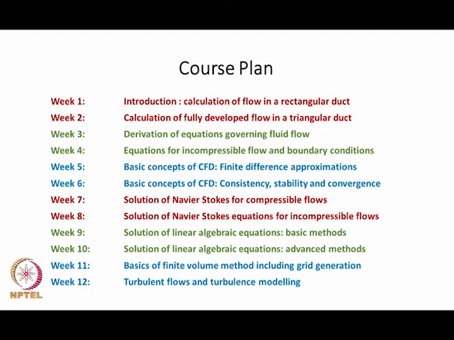In the second week, we are not going to look at a rectangular duct, but a triangular duct, which poses additional challenges, because a rectangular duct can be described in Cartesian coordinates. A circular pipe can be described in cylindrical coordinates, but how do you describe a triangular duct? So we bring in another facet of computational fluid dynamics to deal with this.